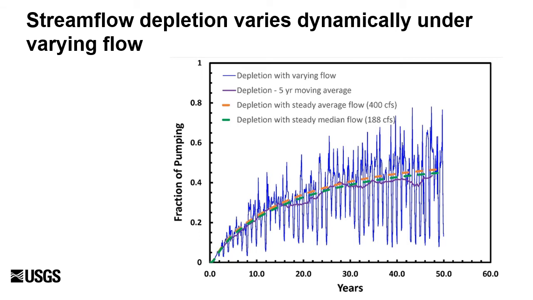So this slide shows the stream flow depletion under the varying flow conditions associated with the use of the hydrograph. And you can see that there's a lot more substantial variability than is associated with the median depletion curve and the average depletion curve. Also shown on this chart is a 5-year moving average, just to get a sense of the long-term variability associated with that varying depletion curve. So the gist of this slide is that stream flow depletion under varying flow conditions is actually quite variable, but does kind of bounce around or center around the smooth depletion curves.